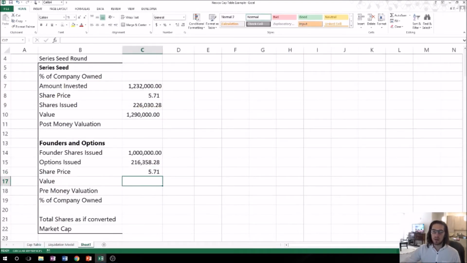And then we can do value. So the value would be the total shares issued to the founders plus the options, so the sum of those two, times the share price. That's 69.42. So that's about the pre-money value. It's equivalent to the pre-money value in this scenario.